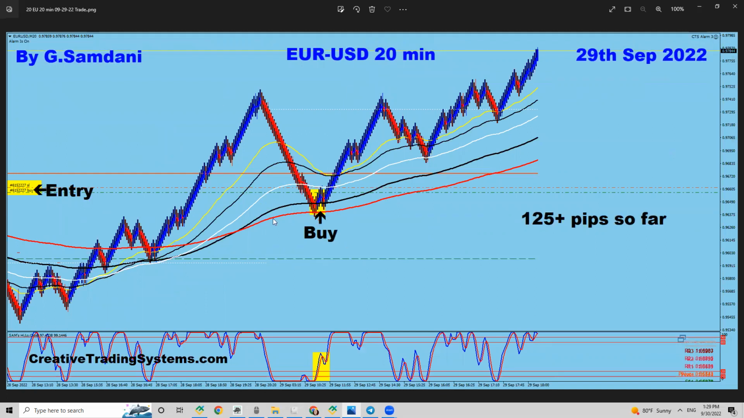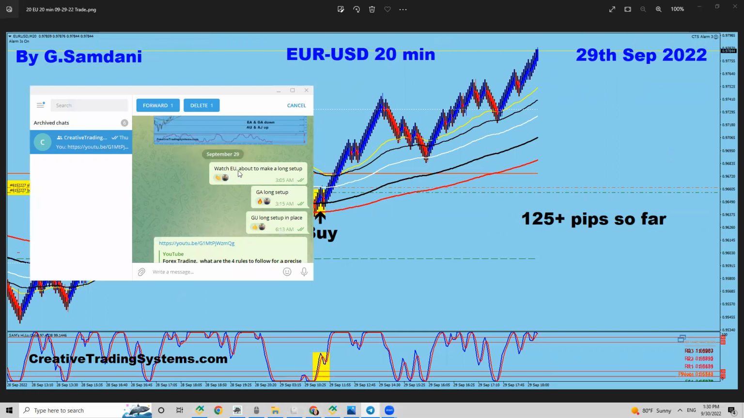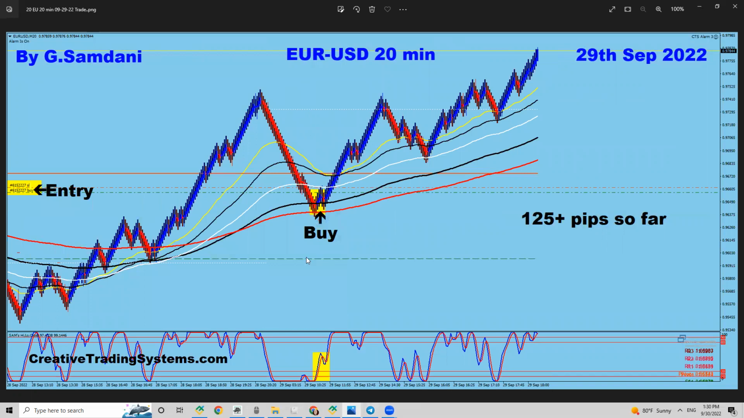I post some of these trades on my Telegram. I don't know if I have it open here. For example, here you see this, watch EU. I'm talking about EU about to make a long setup. It did, and then boom, 125 pip. Then GU long setup in place. All of these I keep posting on the Telegram for my subscribers so that they can take the trades as well.